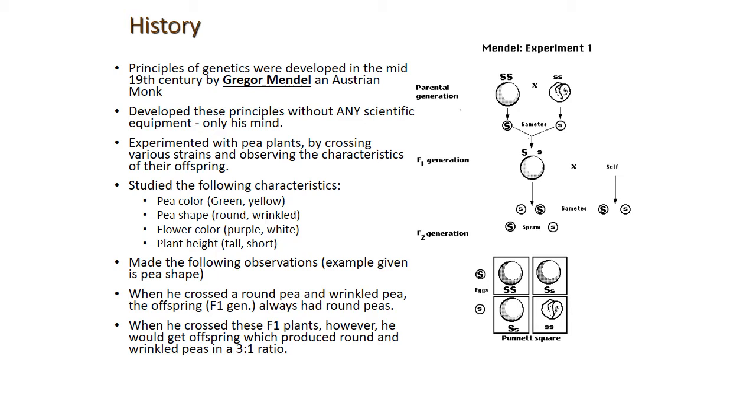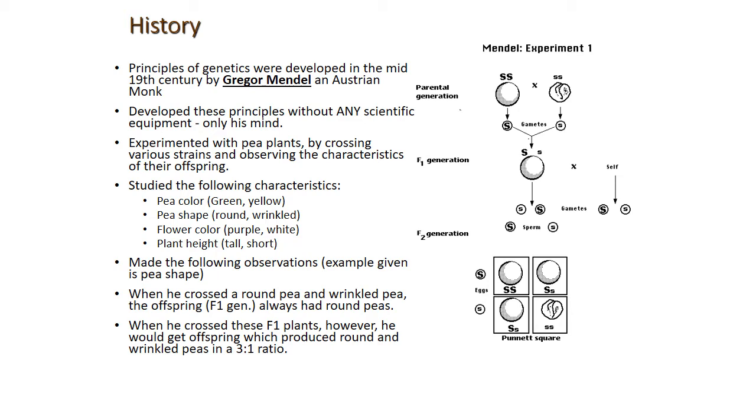Now, what you guys can see here is he did this by observing the following characteristics: pea color, whether they were green and yellow; pea shape, whether they were round or wrinkled; flower color, whether they were purple or white; the plant height, whether it was tall or short; the pod shape, because peas come in pods; and the pod color. Pod shape meaning round and wrinkled, and pod color being green and yellow again. So those are the 7 characteristics that he studied. And he made the following observations.